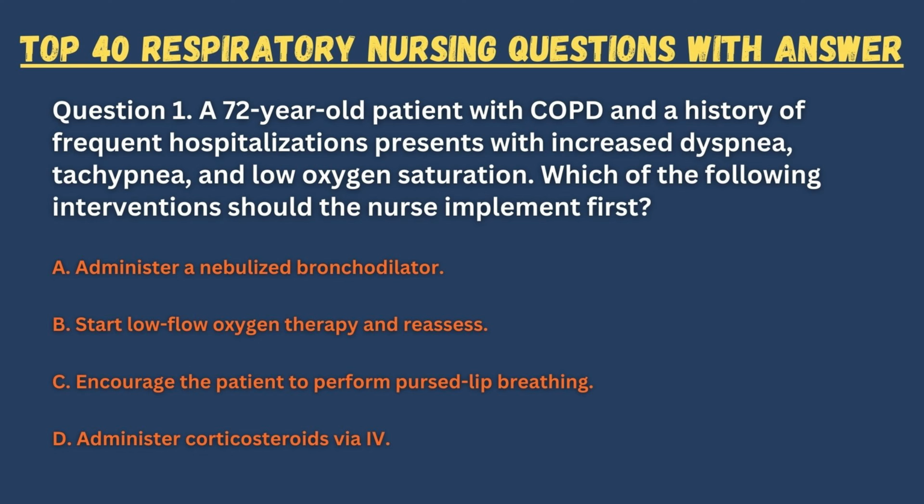Question 1. A 72-year-old patient with COPD and a history of frequent hospitalizations presents with increased dyspnea, tachypnea, and low oxygen saturation. Which of the following interventions should the nurse implement first? A. Administer a nebulized bronchodilator. B. Start low-flow oxygen therapy and reassess. C. Encourage the patient to perform pursed lip breathing. D. Administer corticosteroids via IV.